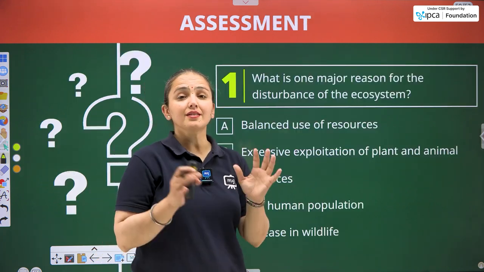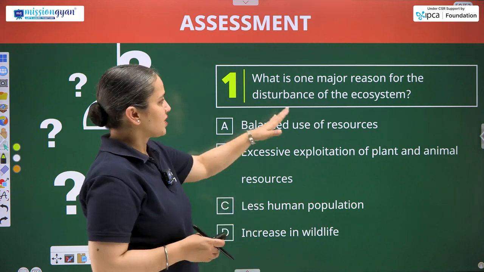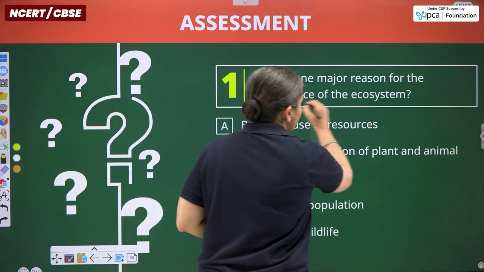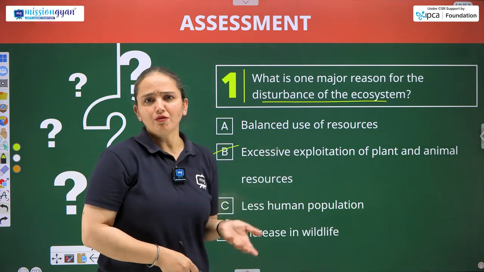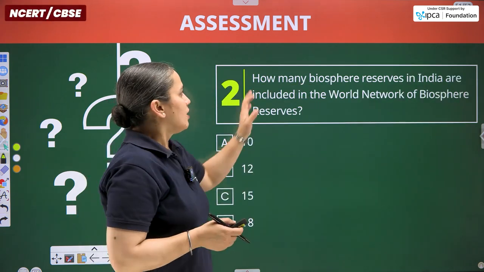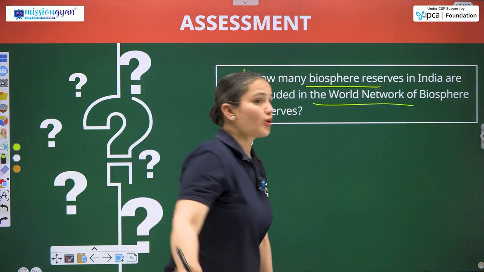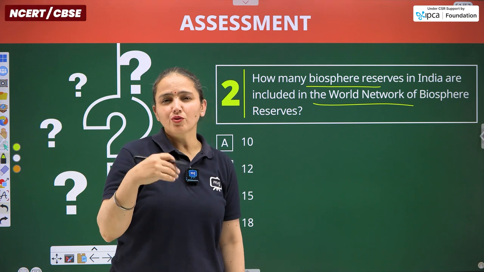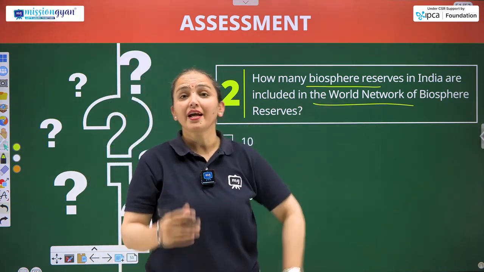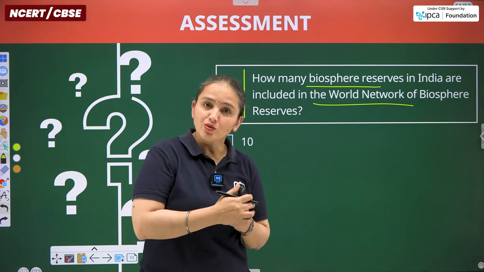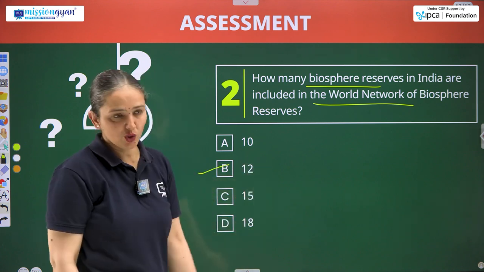So, let's sum up the chapter with a few MCQs. What is one major reason for the disturbance of the ecosystem? Excessive exploitation by human beings of flora and fauna. How many biosphere reserves are included in the world network? Altogether there are 18 biosphere reserves, but only 12 are included in the list. So, the answer will be 12.